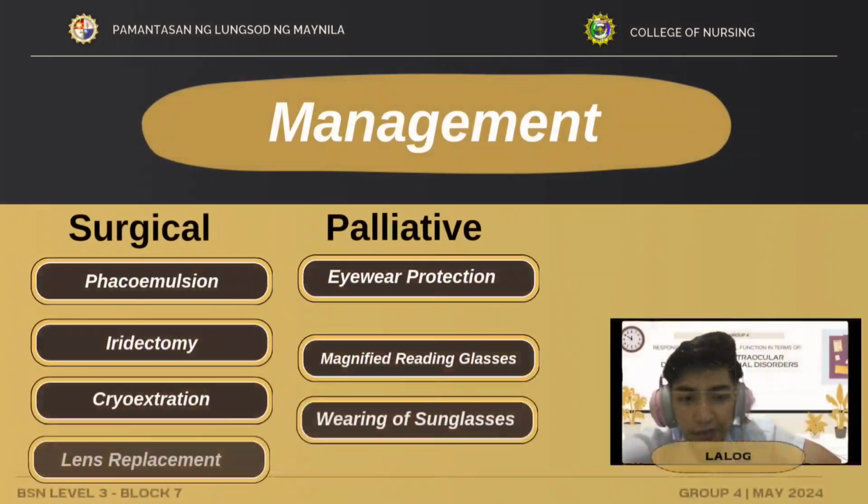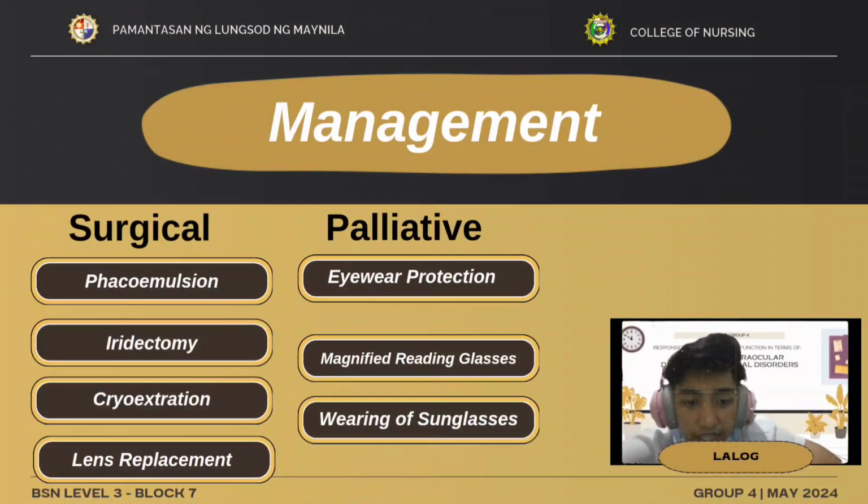For management of cataracts, we have palliative and surgical management only. For the palliative management, patient uses eyewear prescription para ma-improve ang kanyang visual acuity kahit papaano, binibigyan ng magnified reading glasses para makatulong sa nearsightedness at pagsuot ng sunglasses sa labas to reduce light sensitivity. For the surgical management, meron tayong phacoemulsification kung saan yung portion of anterior capsule ay tinatanggal, allowing extraction of lens nucleus and cortex while posterior and zonular support are left intact.